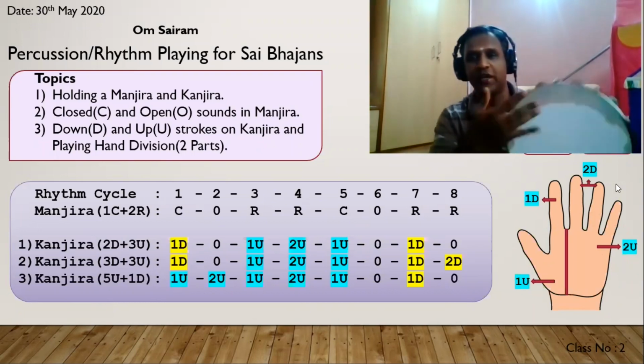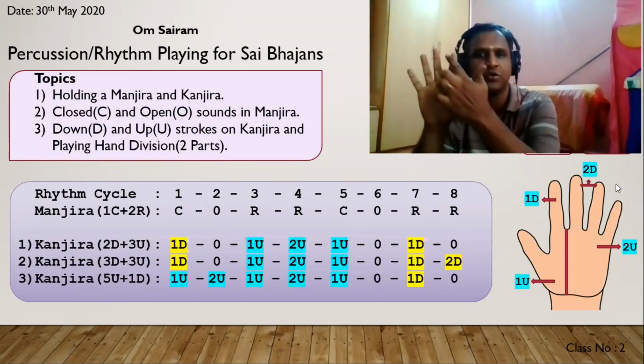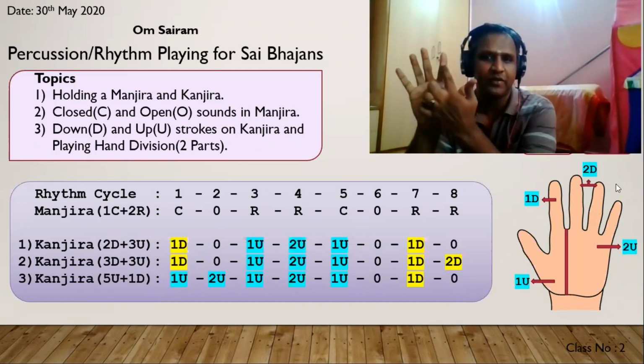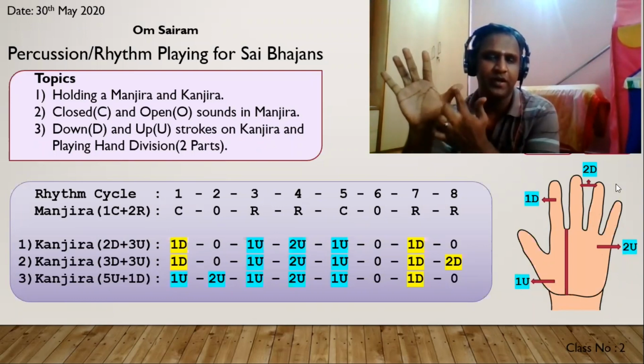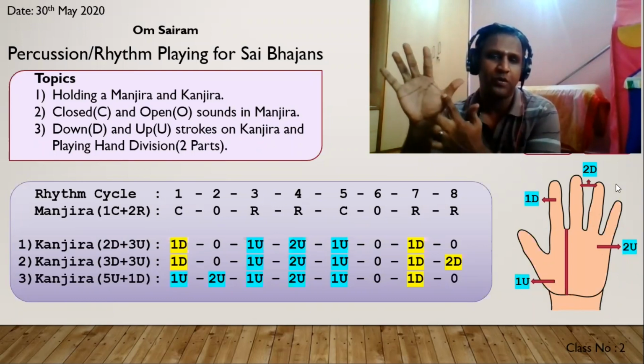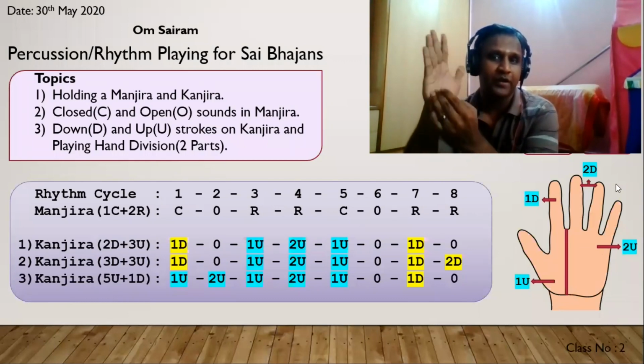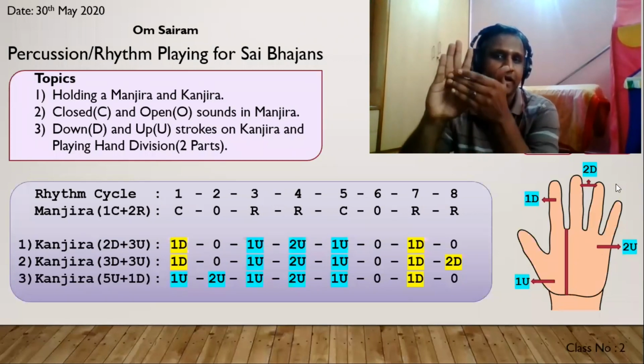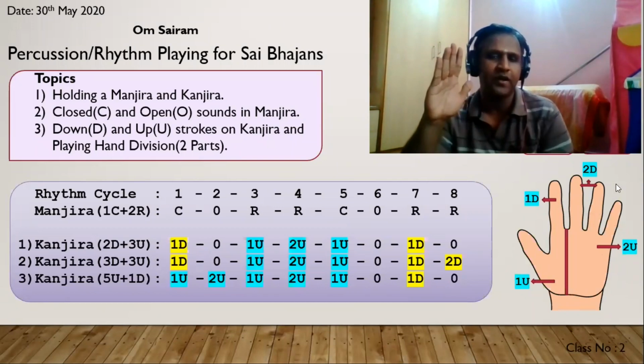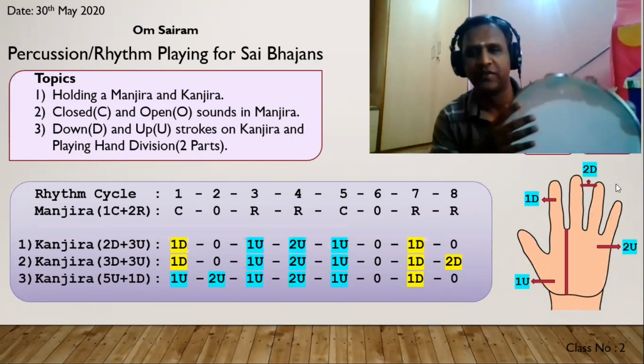When you stroke, ensure that you play with this whole part. This whole part should be hitting the Kanjira when playing 1U. When you're playing 2U, try to ensure that this whole part is hitting. The more area it hits, the better, because it gives a very nice sweet feeling.